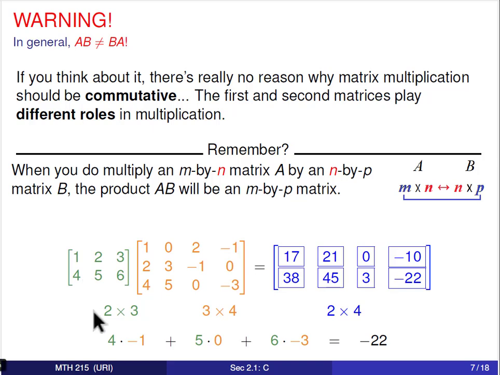Another reason why you wouldn't expect to get the same thing is because each entry of the answer this way was formed by going across a row of the green matrix and down a column in the orange matrix. If we were to switch the order and multiply the orange matrix before the green matrix, we would be going across a row of the orange matrix and down a column of the green matrix. And the columns and the rows aren't interchangeable. They have different numbers.